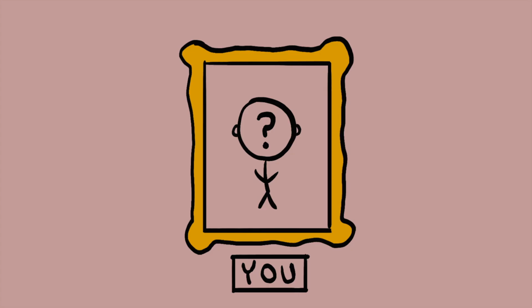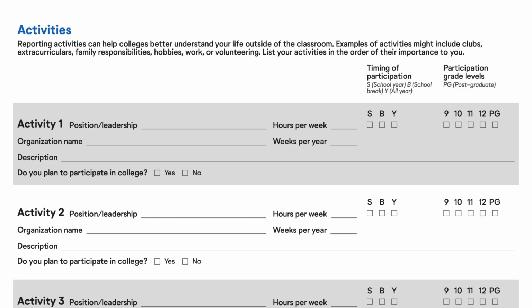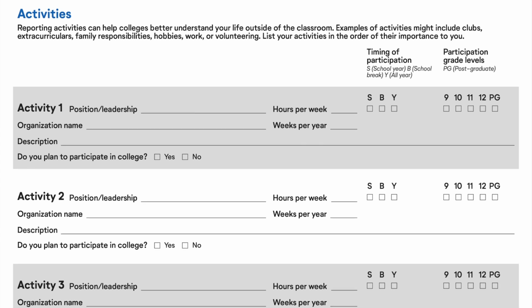Presenting yourself using a theme helps the admissions officers build a clearer portrait of the applicant. For example, my theme was an aspiring scientist who's passionate about art and promoting cultural diversity. I tried to reflect this theme throughout my application, including the activities section of the Common App, which we'll look at together today.